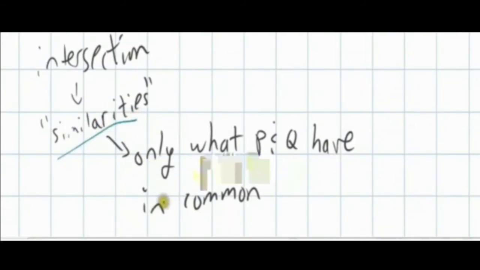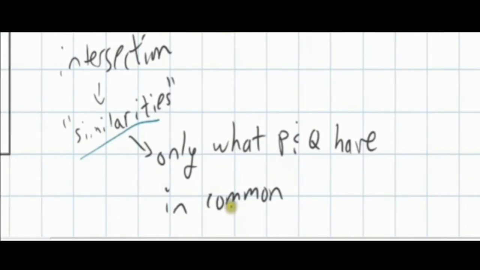However, if it's an intersection, then you will only be taking the similarities. That means only what P and Q have in common. So now instead of having two vases and flowers and a TV, I'll just have the vase. Well, technically the two vases, because that's what they have in common. Where P and Q have an intersection, and that is combined with the union of R.